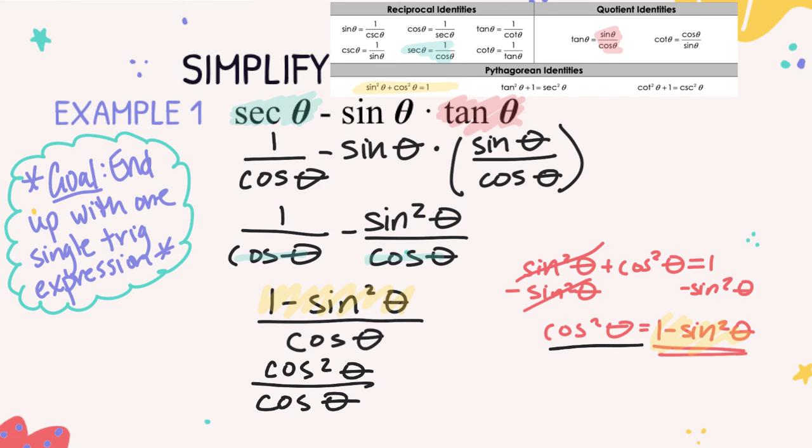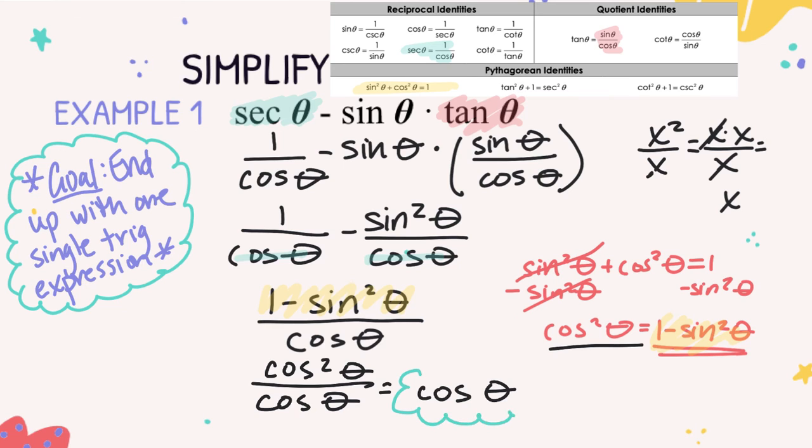And now I have cosine squared theta over cosine. And that's the same thing as if you had maybe like x squared over x, right? If you have x squared over x, you can realize it's just x times x over x. And then these two x's would cancel and you would just be left with x, right? Well, if you have two cosines on the top and one cosine on the bottom, two of them are going to cancel and you're just going to be left with cosine. And that is actually your simplified expression here.